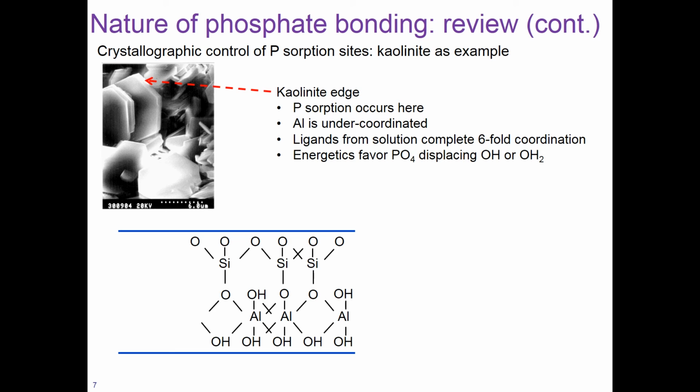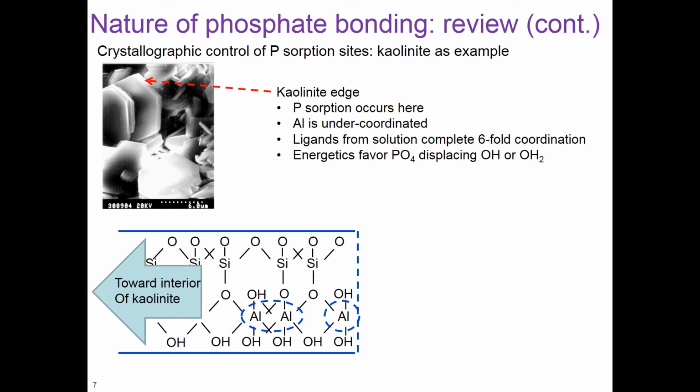Here I have a depiction from the side view of the kaolinite structure, and the arrow showing toward the interior of the kaolinite crystal. This is one layer of kaolinite. We have in the interior of the crystal the aluminum that is completely coordinated six-fold in the structure, and it's happy that way.